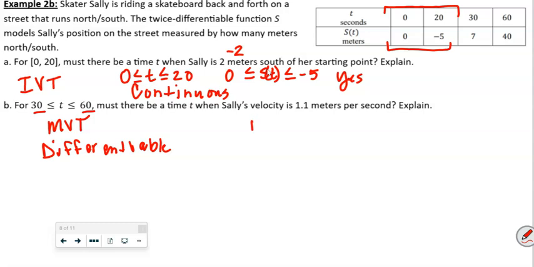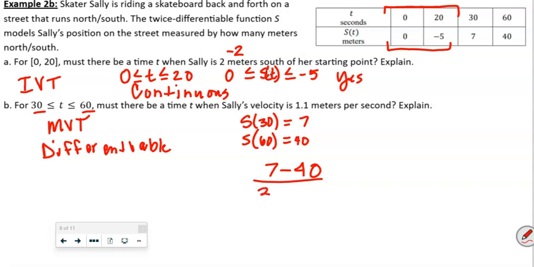So if we do S of 30 and S of 60, S of 30 is 7, right? And S of 60 is 40, okay? So it says, must there be a time when Sally's velocity is 1.1? So here again, we're going to take our y values, 7 minus 40. Remember, I said order doesn't matter. We just got to keep it straight top to bottom. And this is 30 minus 60. So that's going to be minus 30. What is that? 33 over minus 30, right?